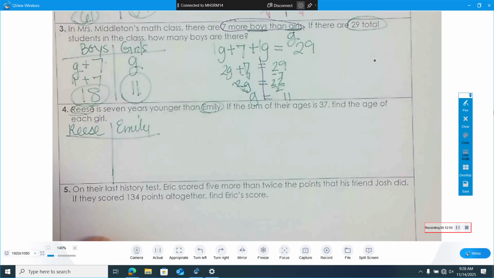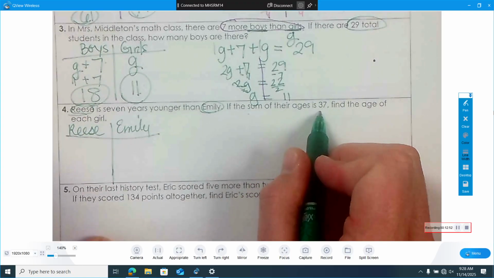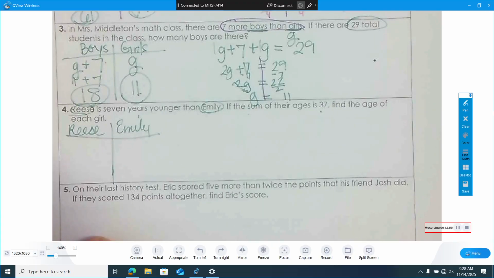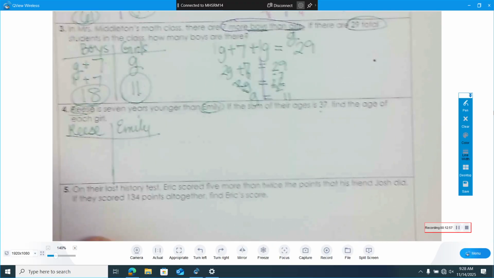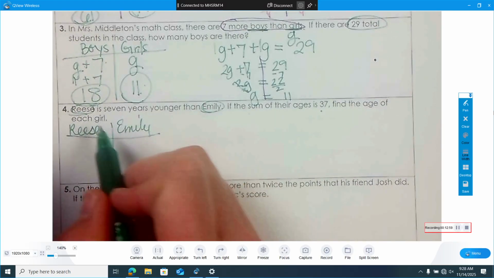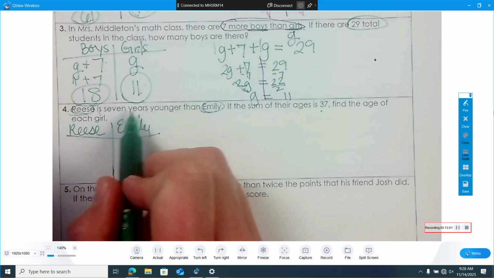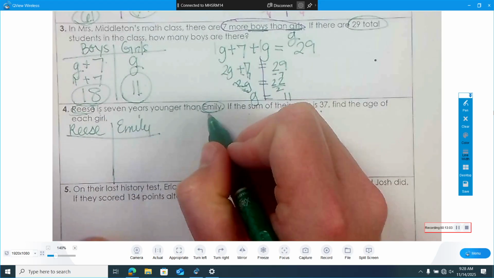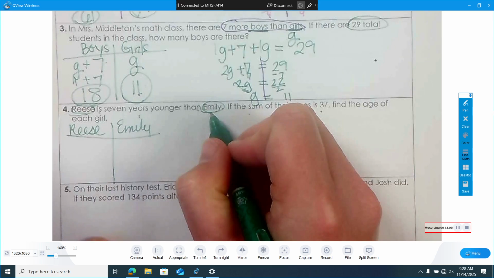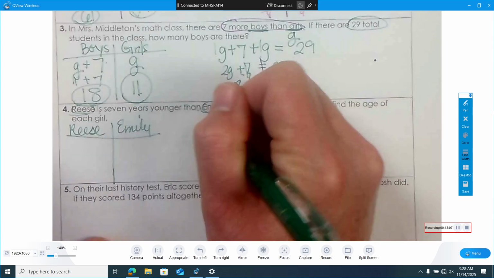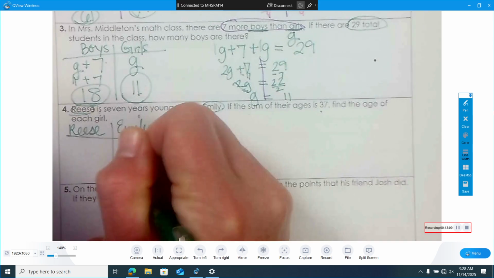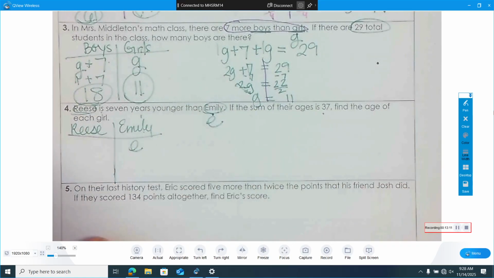Reese and Emily. The sum of their ages is 37. Find the age of each girl. Let's see. It says Reese is 7 years younger than Emily. Do we know how old Emily is? No. What can we call her? E. Yeah, let's use an E for Emily. So I'm going to use an E for Emily.